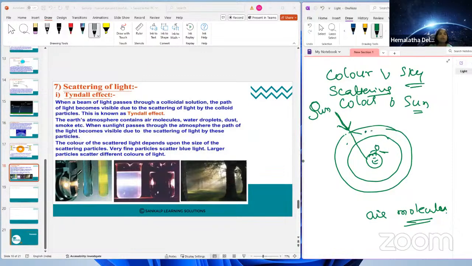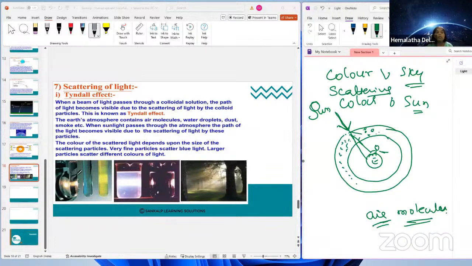Scatters means everything goes here only. All the blue light molecules will scatter here due to the air molecules. So the air molecules scatter the blue light. Very, very important: all the colors like red, yellow and everything enter into the earth, but not the blue. Why? Because it bends more, so it is scattered by the air molecules, because the wavelength of the blue light is almost equal to the wavelength of the air molecule. That is very important.